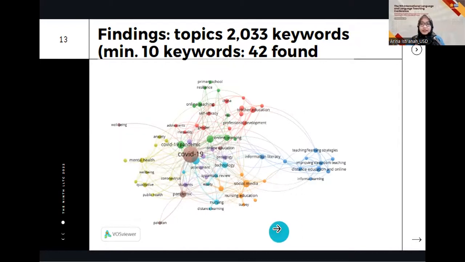So if you are still interested in teaching English in the pandemic as one of your topics in writing, there are still gaps that you can fill in terms of well-being, mental health, and then anxiety, right? And then online teaching, primary school, resilience, etc. So the further the keywords from the center, the more it indicates that these topics or keywords are still under-studied.